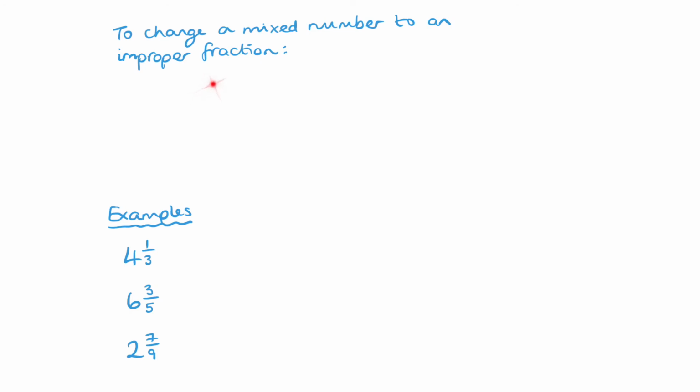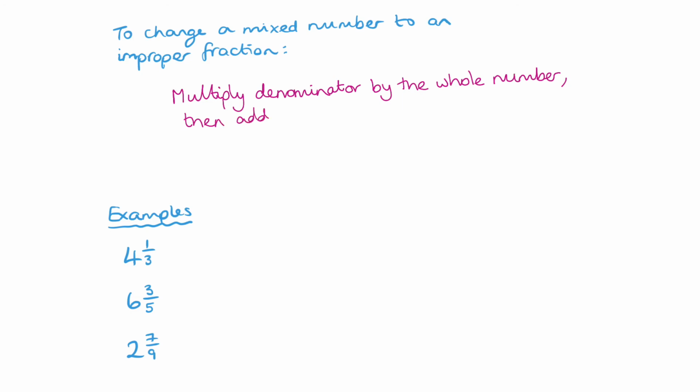So you multiply the denominator by the whole number, then add the numerator. Okay, so that's how you get the top of the fraction. And then the bottom of the fraction does not change.